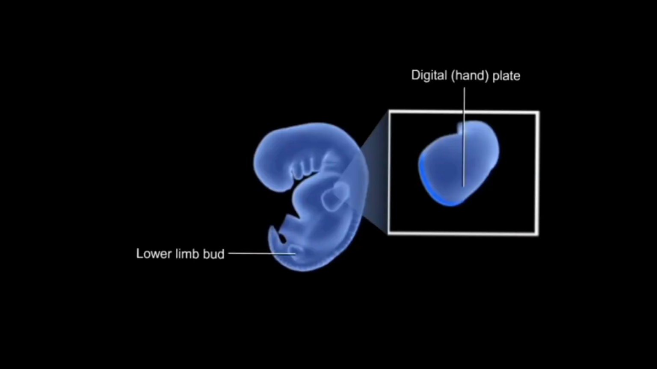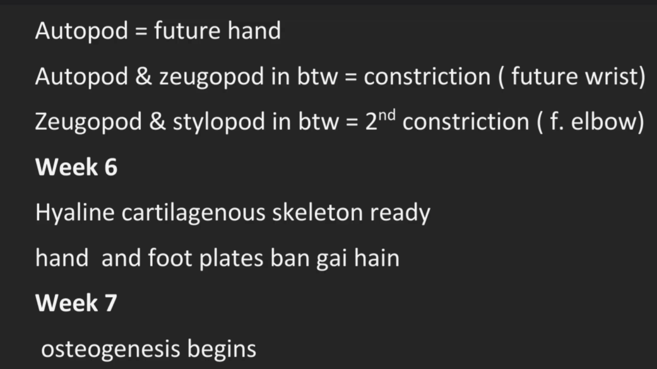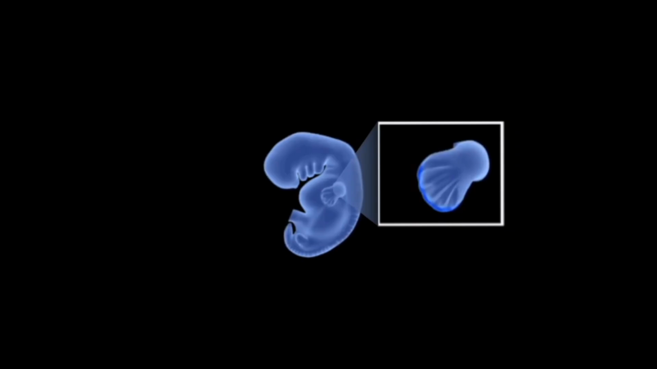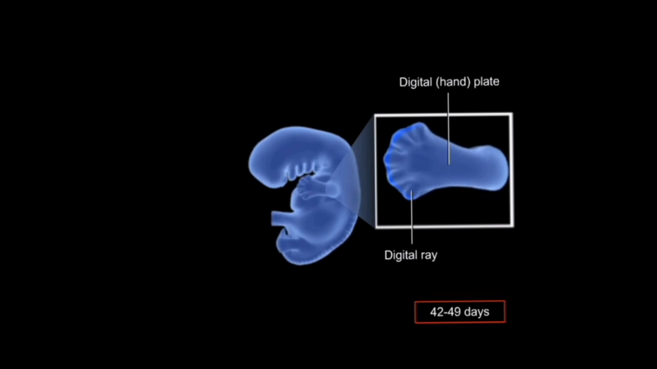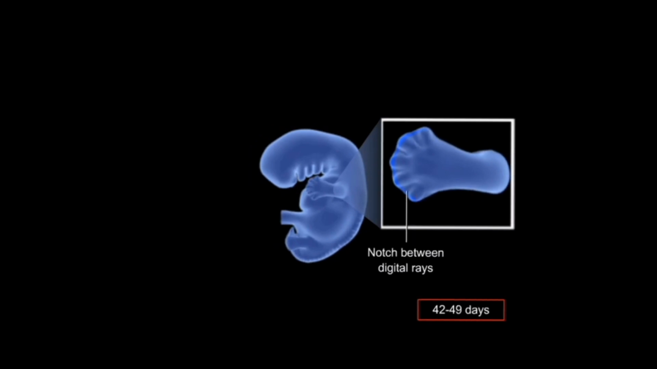And hand and foot plates have developed, right? Now in week 7, that cartilaginous core would start getting ossified and osteogenesis begins. Primary ossification centers start appearing there, and the rotation of the limbs also happens in the 7th week. Then in week number 8, the fingers and the toes would appear after the process of apoptosis, and finally the limb would start looking like a proper limb.